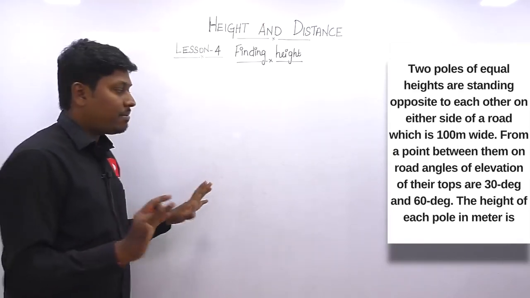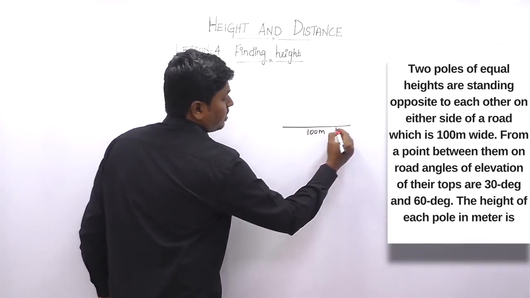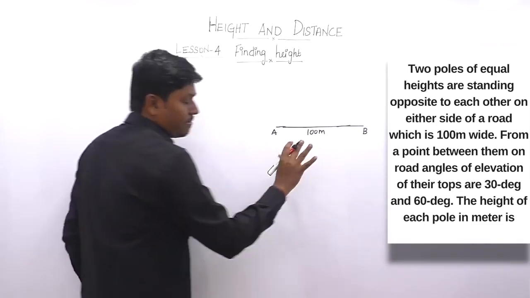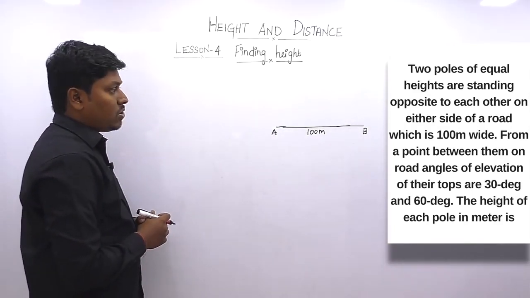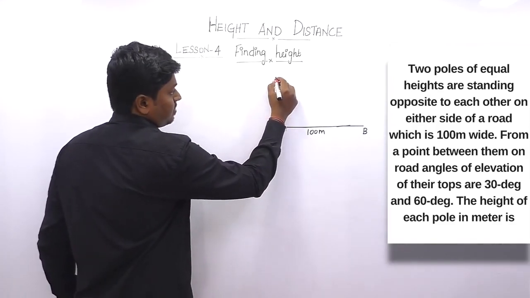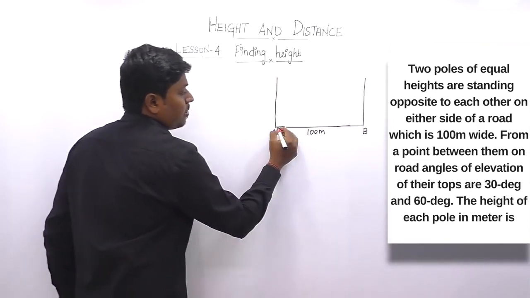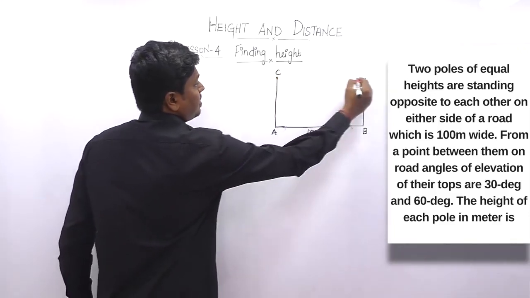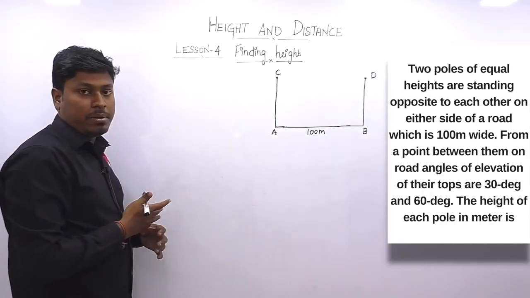So let me draw the diagram, right? So assume that this is a road, 100 meter. The road width is given. So A and B. I have assumed that AB is the road and the width of the road is 100 meters. And there are two poles located opposite to each other, on either side of the road. So let me assume this is pole number 1 and this is pole number 2, and they have clearly told that both the poles are equal in height, right? So let me assume this is C and this is D. So CA will be pole number 1, DB will be pole number 2.